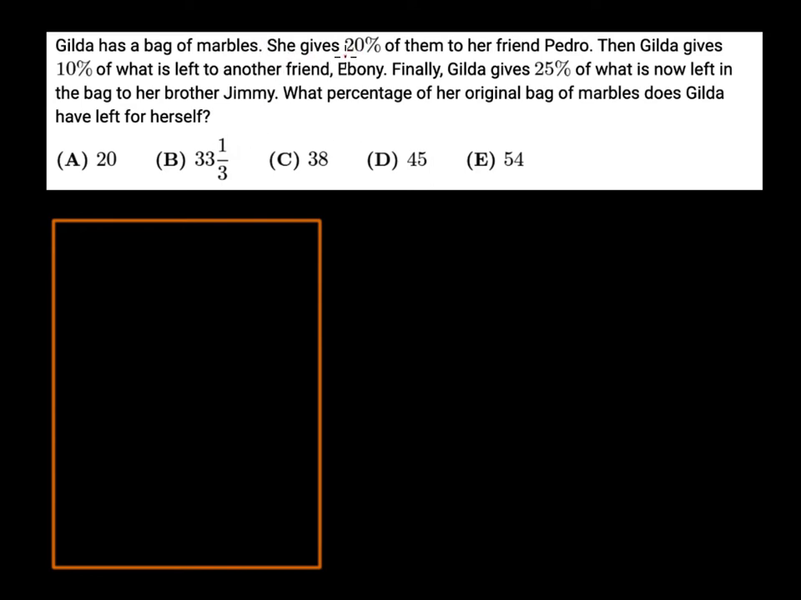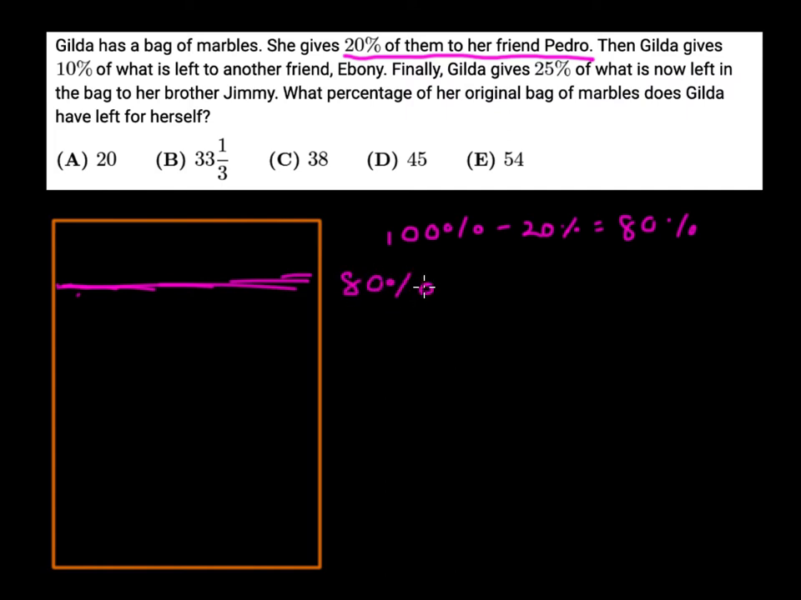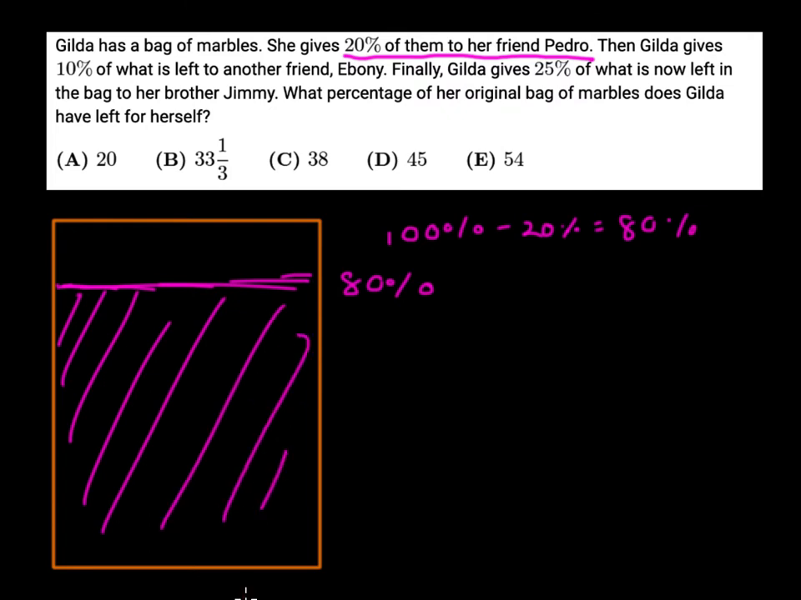So first, she gives 20% of them to her friend Pedro. So 20% of this bag is now given away, meaning that the remaining would be 100% minus 20%, or 80%. Approximately, this looks like about 80% of the bag. This looks like the 80% mark. So now this is what's left.